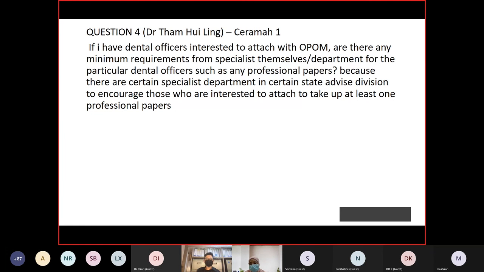The guidelines will be shared, I think, with all the DDOs later on once it's finalized. At the moment, it's still in that working stage. But if anyone is interested, I think in my lecture yesterday, I said you can approach any of the specialists nearest to your center at the moment. For those in Sarawak, for OPOM, Kuching is the only center that has OPOM services.